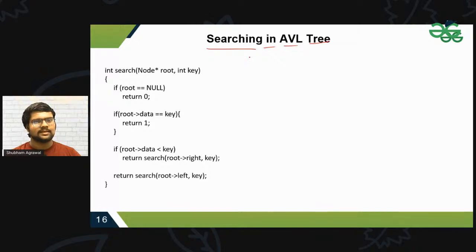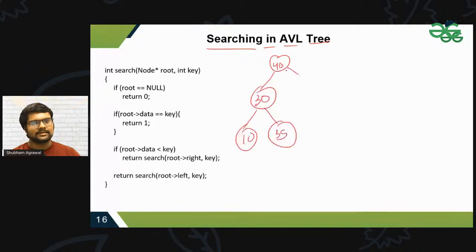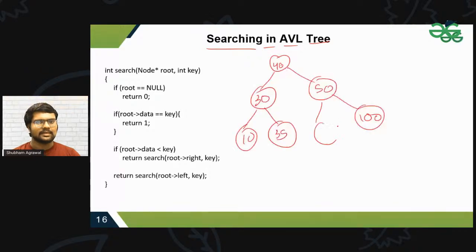Okay, 50 and 100, and here it is 45, and it is 95. So as you can see, this is an AVL tree, and the balance factors are 0, 1, 0, minus 1, 0, 0, 0, and minus 1. And it is a BST also.